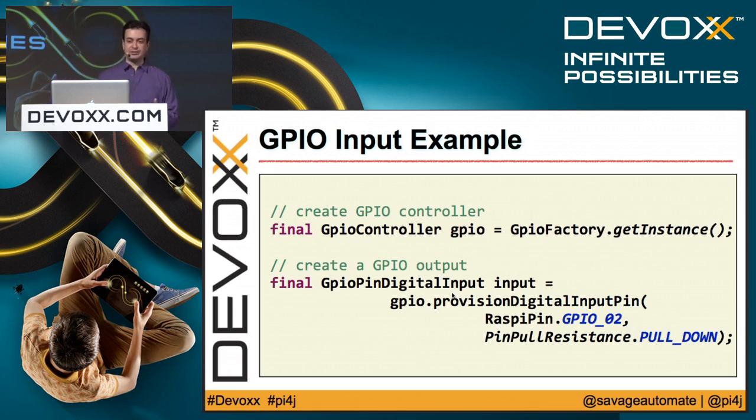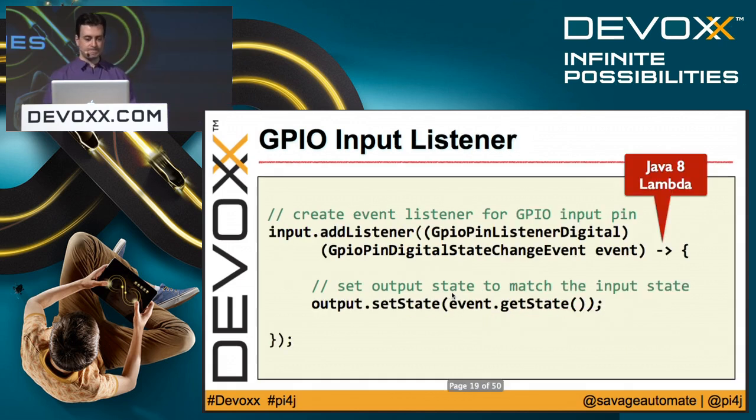So this is what it's going to look like for our Pi4J interfaces. We've got our controller that we already created. Now we're going to provision an input pin. When we provision that input pin, of course, we provide the address of the pin that we want. And then we give it either a pull up or pull down resistance. We can tell it here which one we want to use internally.